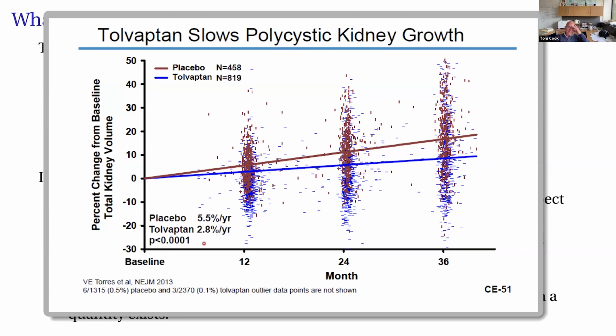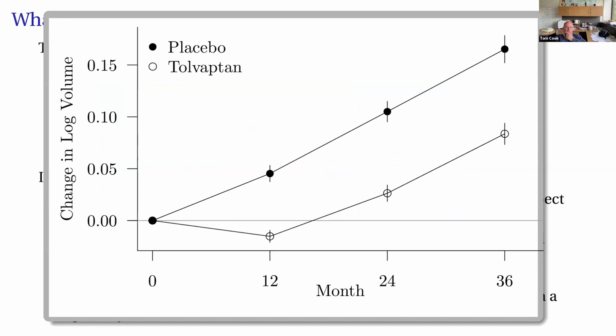Now, in the end, the FDA decided that they didn't like this as a primary outcome, and they forced the sponsor to do a second trial where they were looking at eGFR instead of kidney volume. But the problem with this figure is that it doesn't actually capture what's going on under the hood. This is what's going on under the hood. Within the first year, the subjects receiving tolvaptan actually had a reduced kidney volume, largely because we just sucked a lot of fluid out of them.